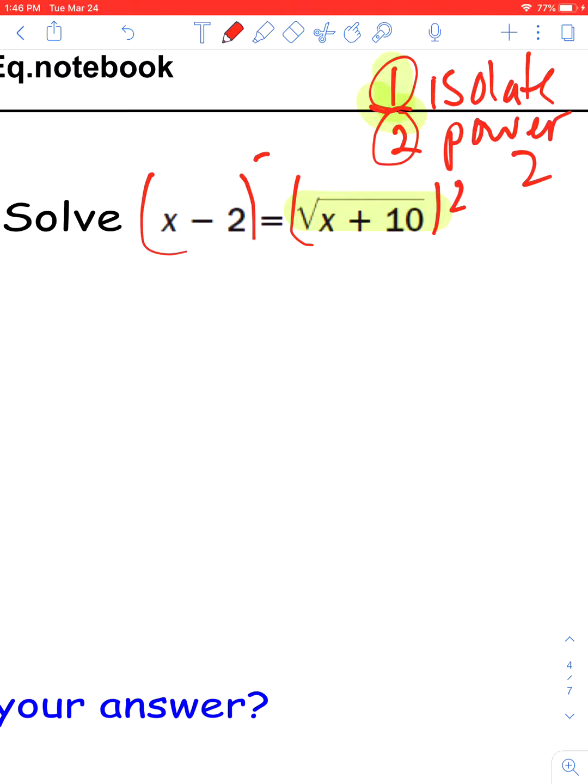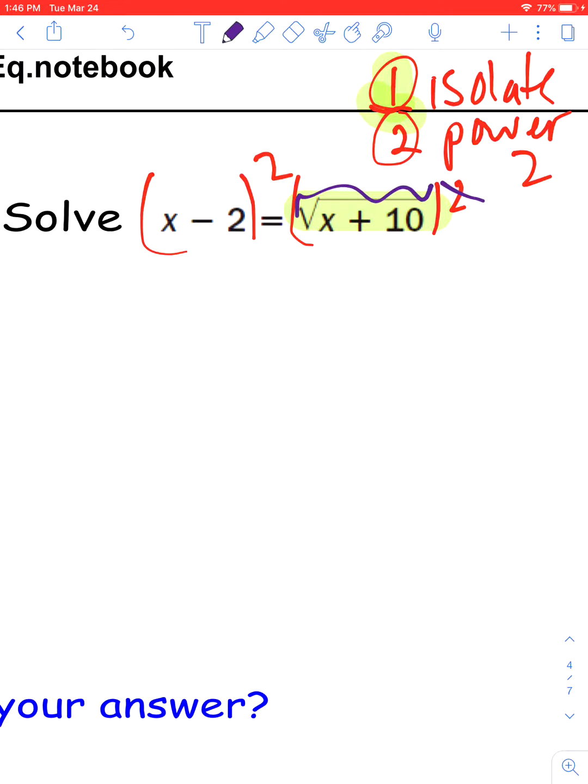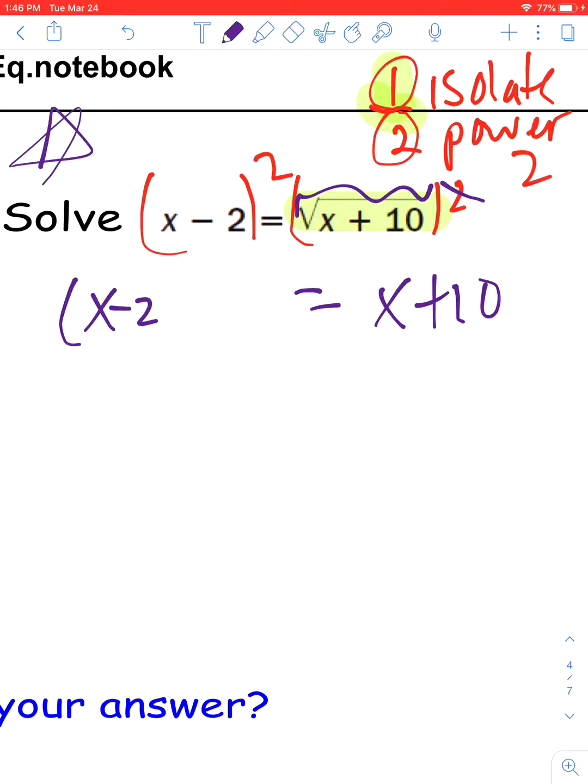This is what makes this problem irritating. The right side is easy. The square and the square root cancel, leaving me an x plus 10. But on the left, friends, hello, you can't just square the x and the 2. This means x minus 2 times x minus 2, and this is what makes the problem a little bit more complicated. All right, step 3 is to solve, and this is where kids get frustrated.